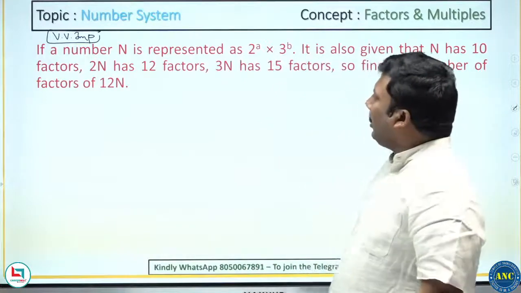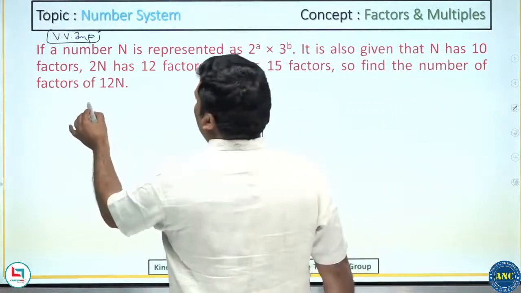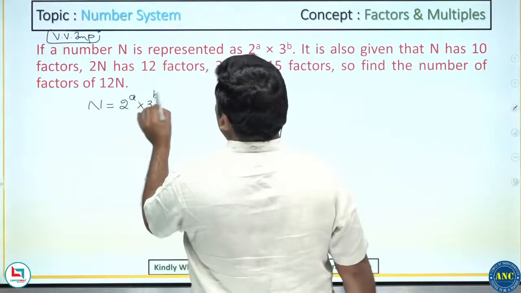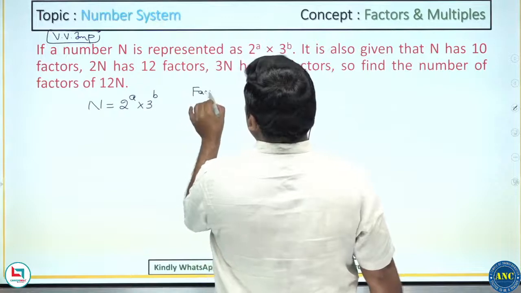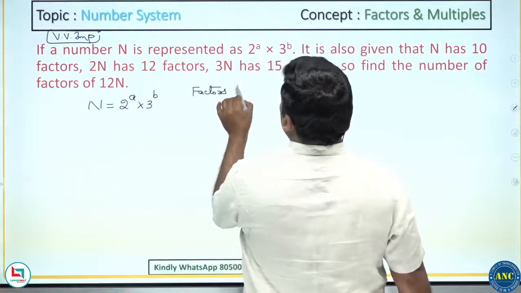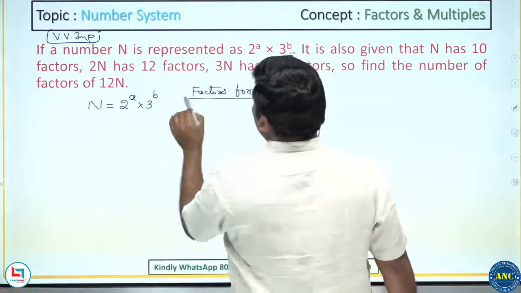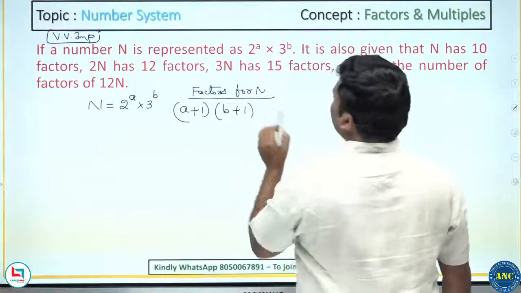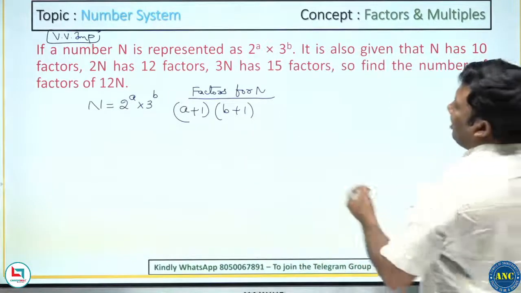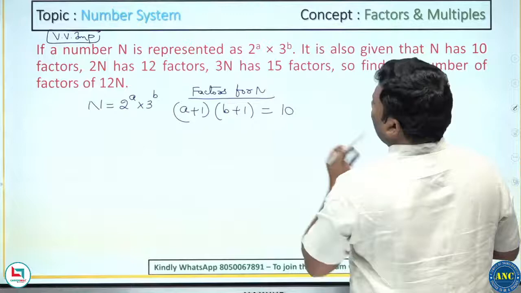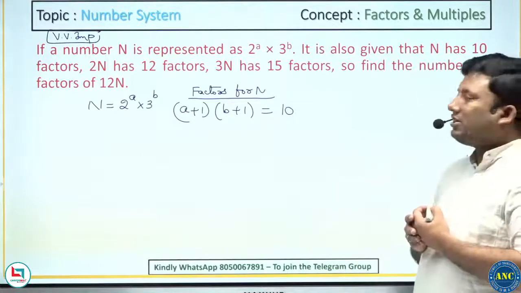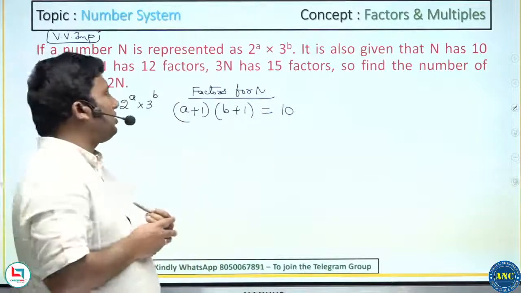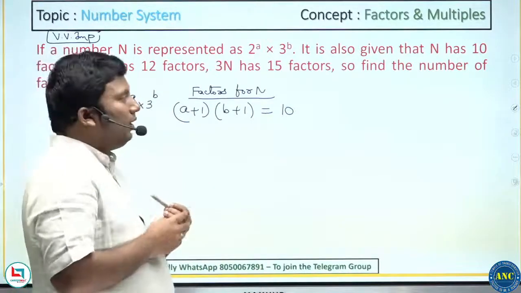If a number n is represented as 2 power a into 3 power b, where 2 and 3 are prime numbers, then the factors for n will be (a plus 1) into (b plus 1). This number has got 10 factors.